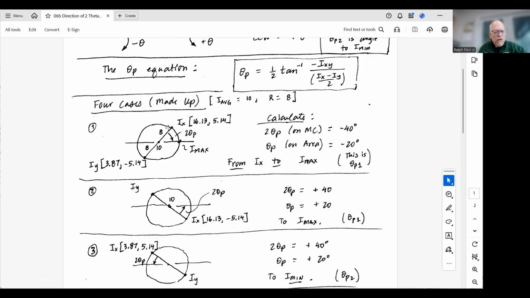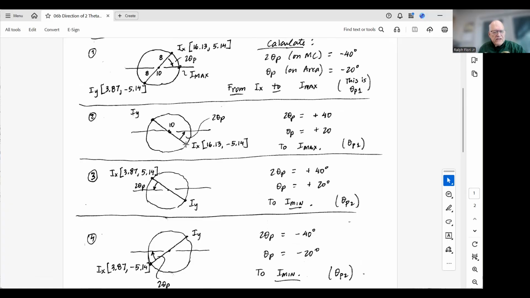If these angles are all 40 degrees on the circle, and the radius is 8, then Ix at this location is 16.1 and Ixy is 5.1. If you put these values into this equation, you get theta p. You get 2 theta p is minus 40, or theta p is minus 20. And so the minus means clockwise. And that takes us to the Imax, which is the closest principal to Ix.